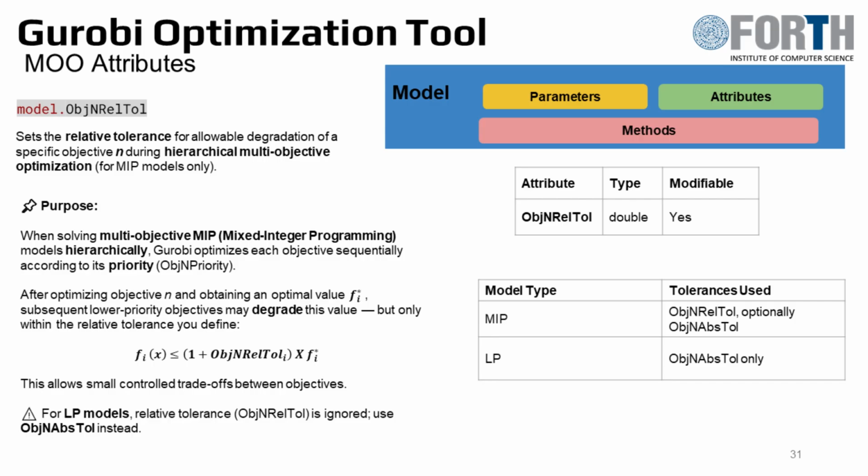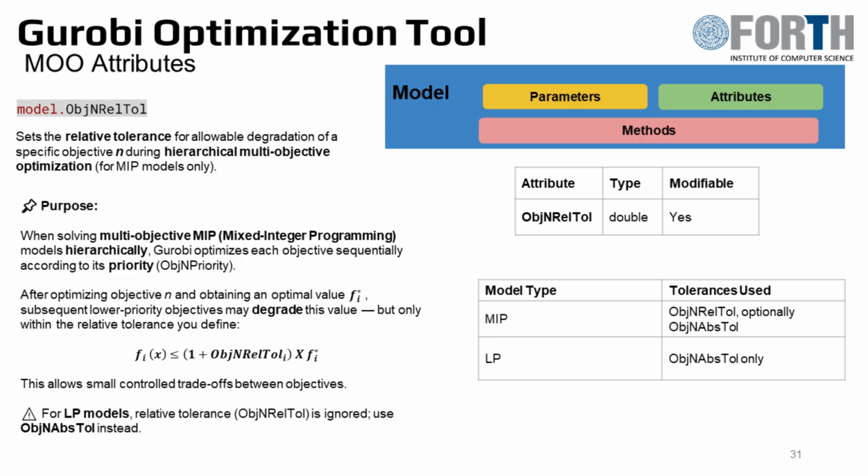Then, when optimizing the next objective, it allows the first objective to worsen, but only within the percentage specified by the relative tolerance. So instead of being perfectly fixed, it is protected within a defined margin. This mechanism enables small, controlled trade-offs. It prevents rigid solutions where tiny improvements in a lower priority objective are impossible, while still preserving the dominance of higher priority goals. For mixed integer models, both relative and absolute tolerances can be used.